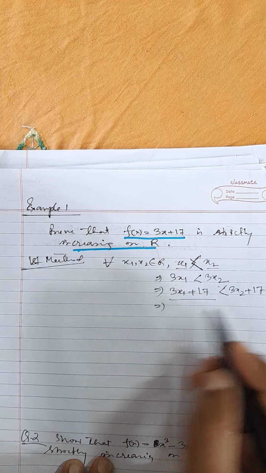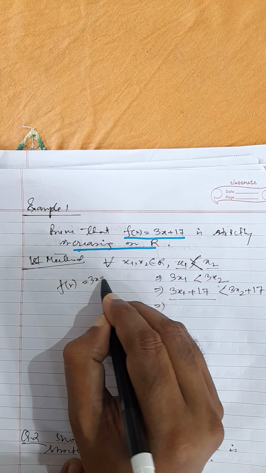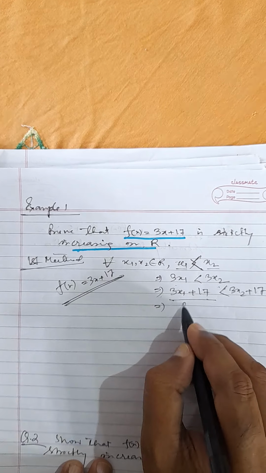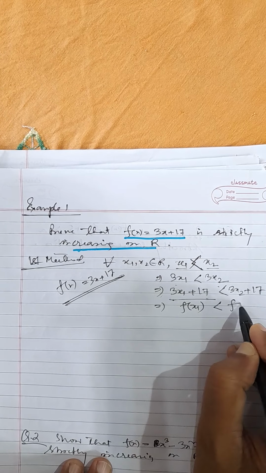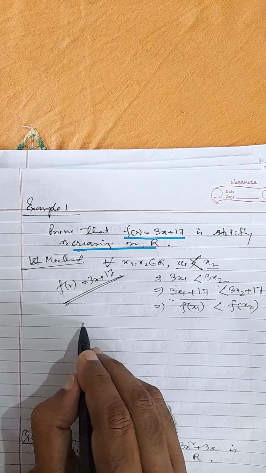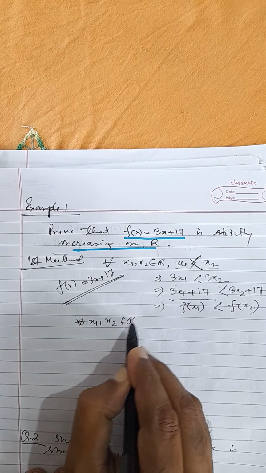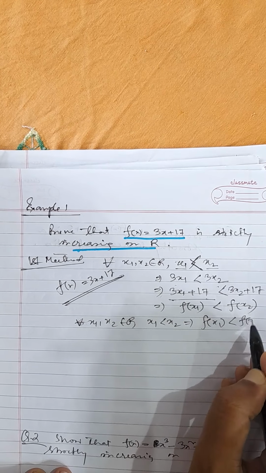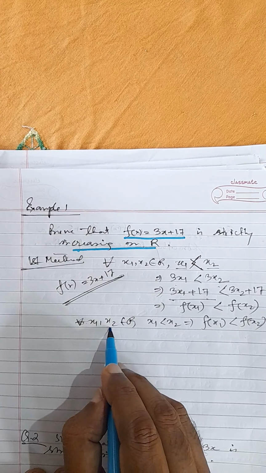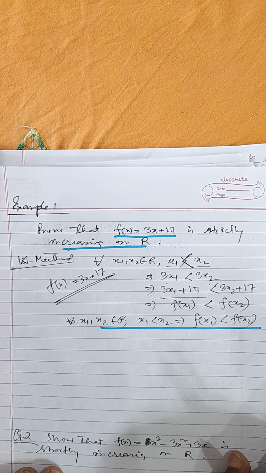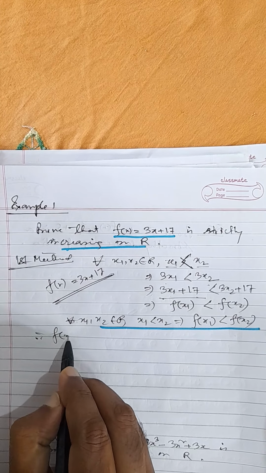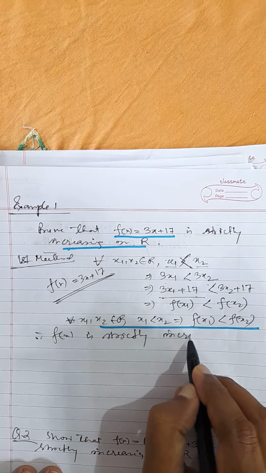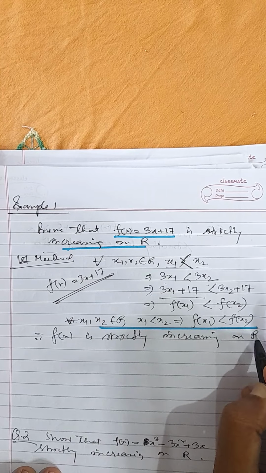This is nothing but what? Here we have given f(x) = 3x + 17. So 3x1 + 17, then what can we write? f(x1) is less than, this is f(x2). So we assume that for all x1, x2 belongs to R, x1 is less than x2. It implies f(x1) is less than f(x2). That means what? Therefore f(x) is strictly increasing on R. This is one method.